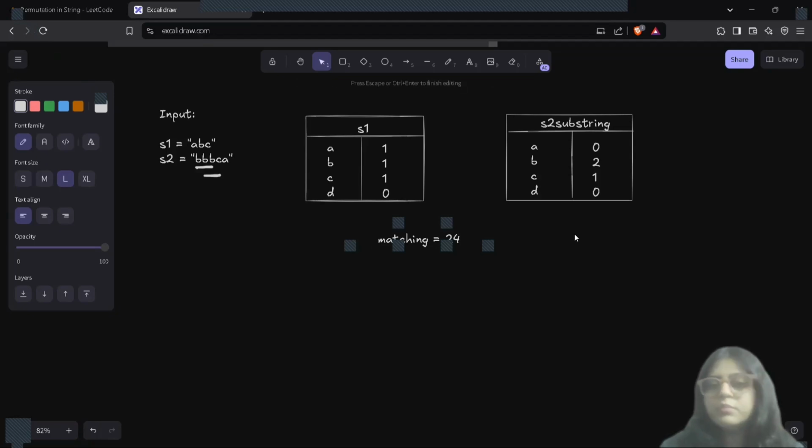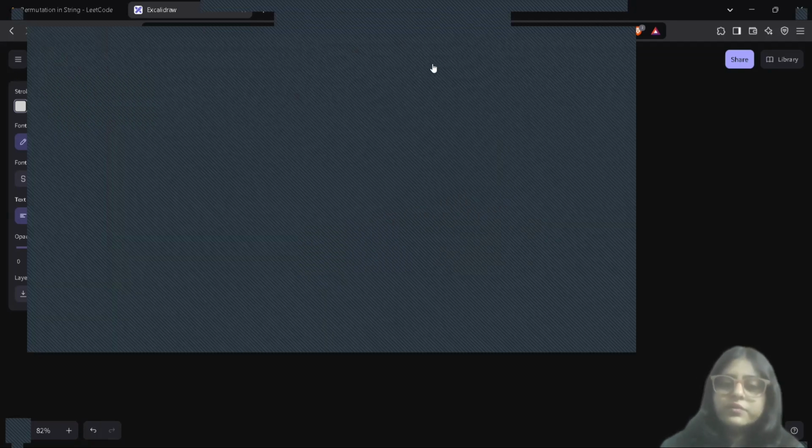The rest of them have the same frequency. For E, F, G, H, everything still remains 0. So now it still doesn't satisfy what we need. So we'll shift the window once again.